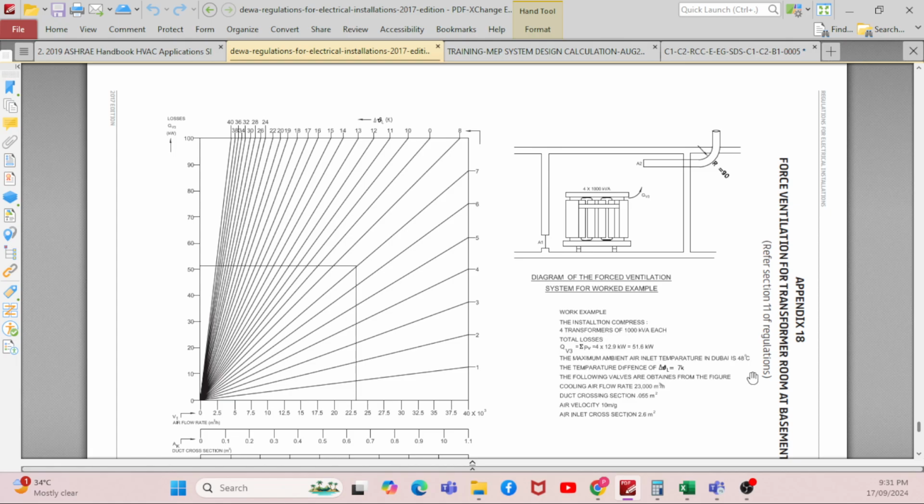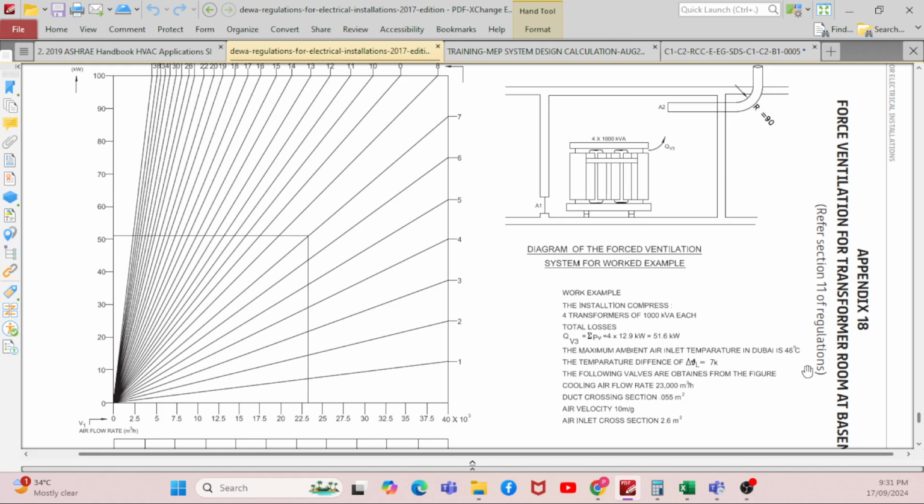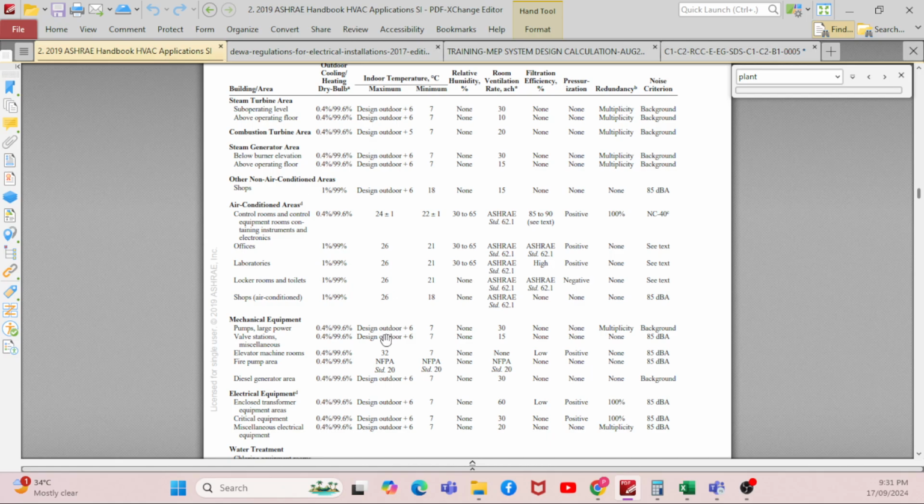So 48 minus 7 degrees, right? Or no, 48 plus 7 degrees. You can see the ASHRAE handbook, design outdoor plus 6 degrees Celsius. The minimum temperature will be as per the ASHRAE guideline.